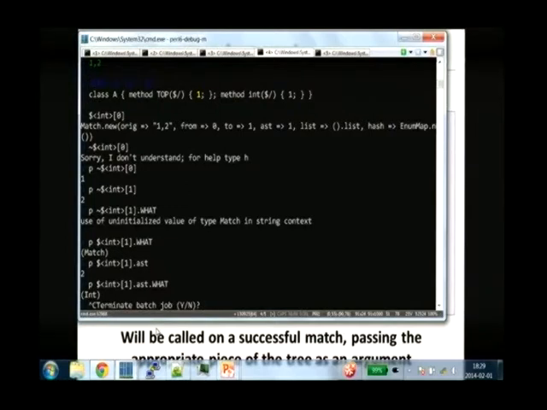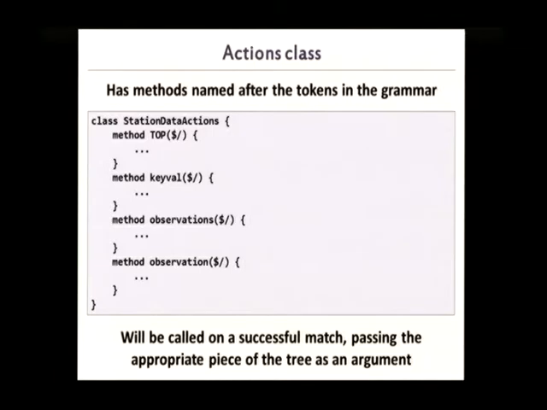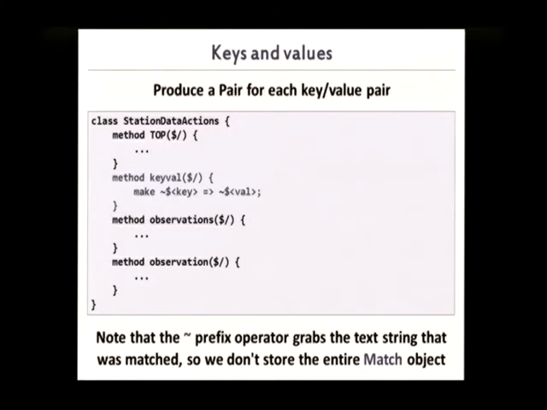So what I'm going to do, if we go back to this, is I have an action method written for all of my various tokens that I'm interested in. Let's start with keyVal because it's easy. We take the key and turn it into a string. We take the val and turn that into a string, and then we make a pair. In Perl 6, that pair constructor actually makes a pair object. Pairs are not just fat commas in 6. That actually is a pair object there. And we just pass it on up.